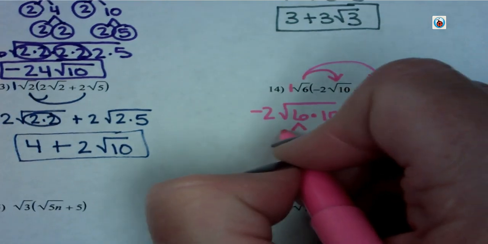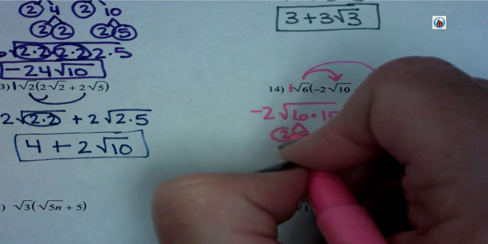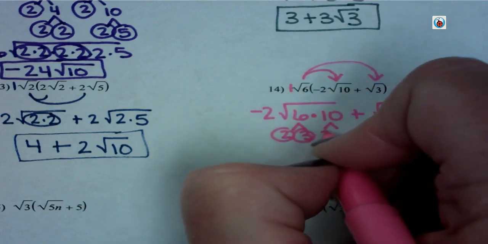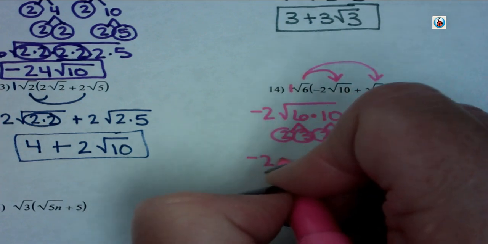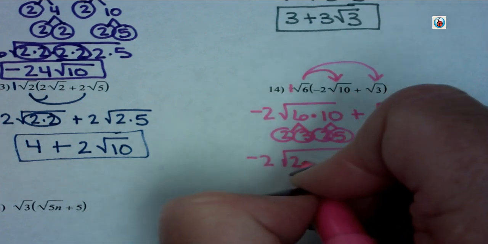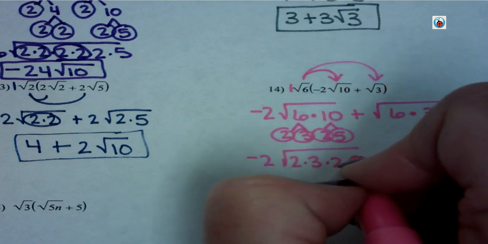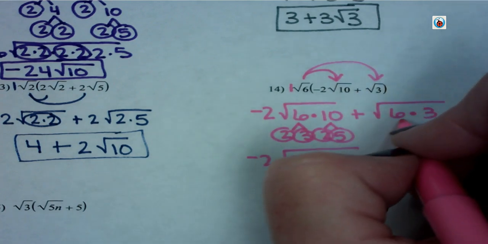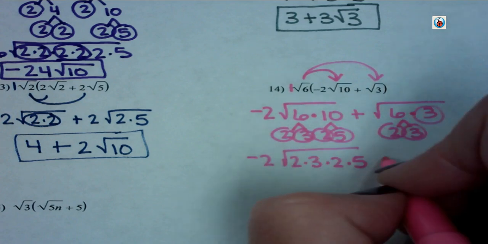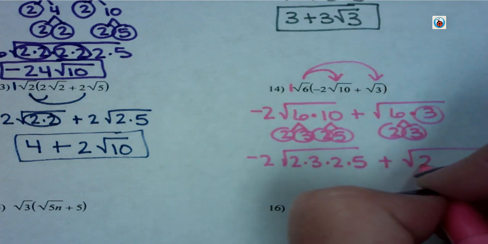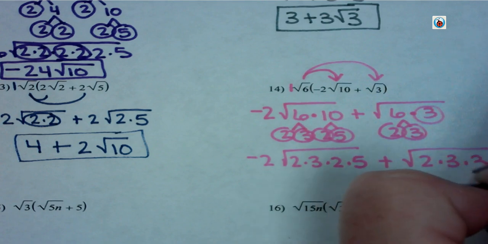So 6 breaks down to 2 and 3. 10 breaks down to 2 and 5. So this gives me -2 radical 2 times 3 times 2 times 5. Break down this 6 is 2 and 3. And that's a 3. So plus 2 times 3 times 3. Same concept we've been looking for.